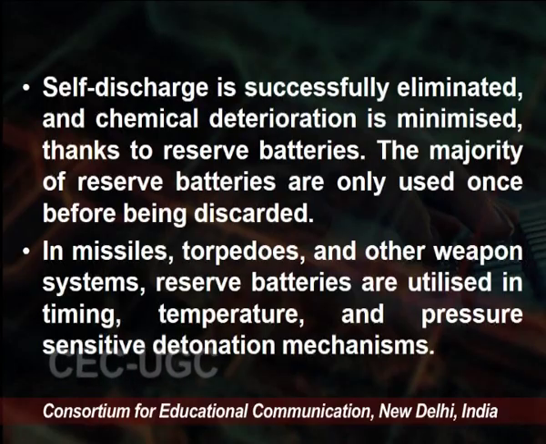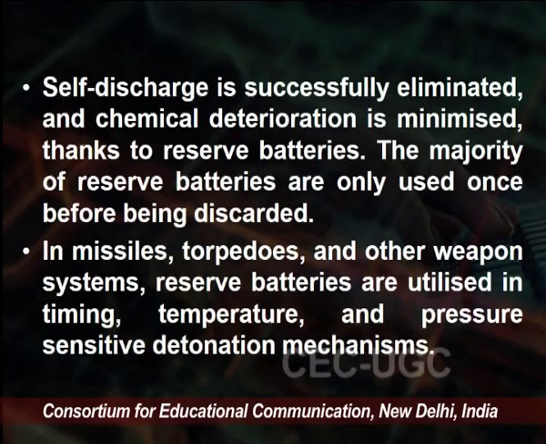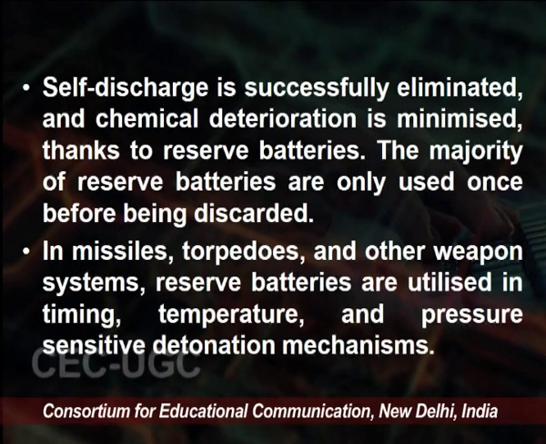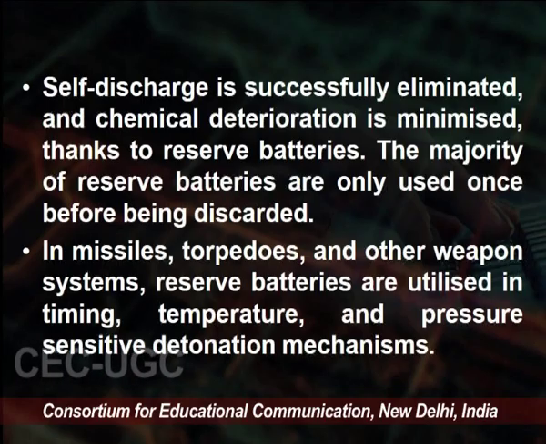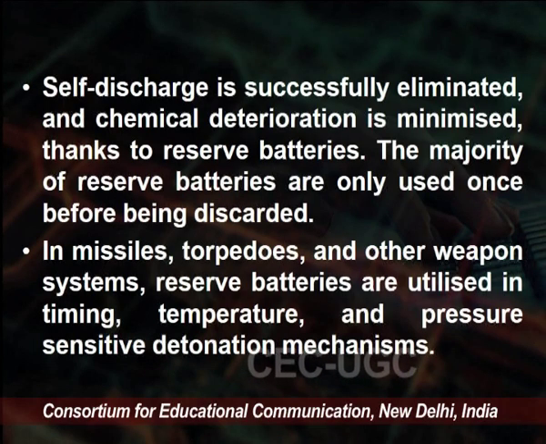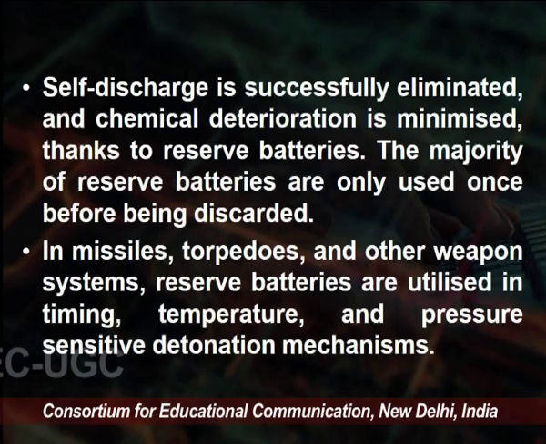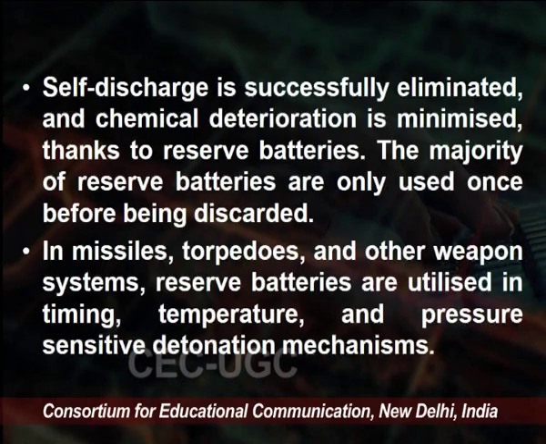So, that is in the reverse cells or the reverse batteries. The majority of the reverse batteries are only used once before being discharged. Self discharge is eliminated as well as the chemical deterioration is minimized in the reversible cell. Missiles, torpedoes and other weapons use the reverse batteries, and they are utilized in the timing, temperature and pressure sensitive mechanism also. Whenever we require the pressure sensitive or the temperature sensitive, then we use this reversible cell.